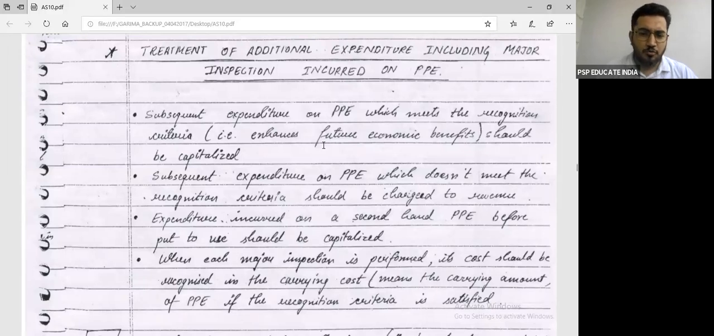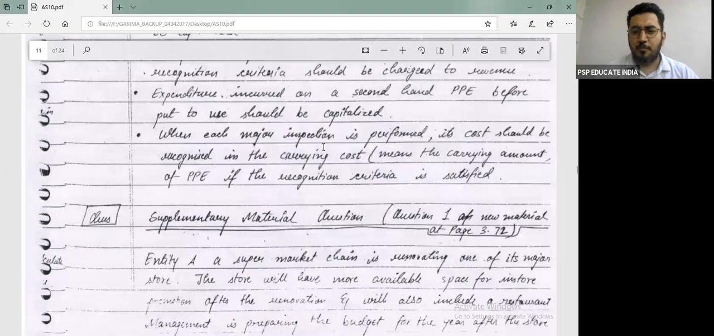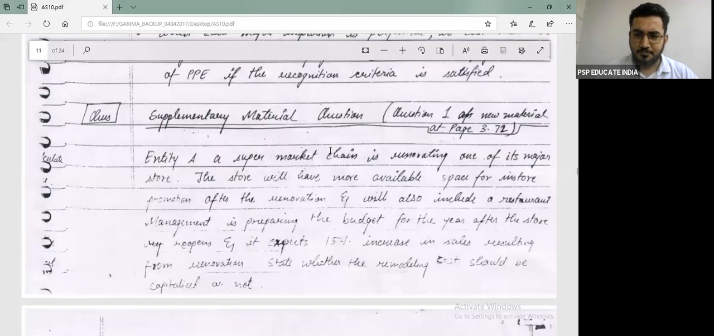Right, let's go to supplementary study material question. It is question number 1 of your new study material given to you at page number 3.72. Right, I'm reading the question for you. You will tell me whether it is an expenditure that should be capitalized or charged to the profit and loss account. ध्यान से सुनना, मैं क्वेश्चन पढ़ रहा हूँ.